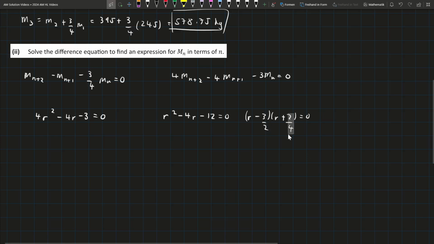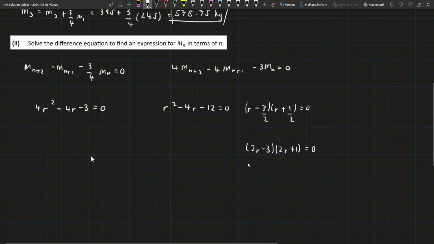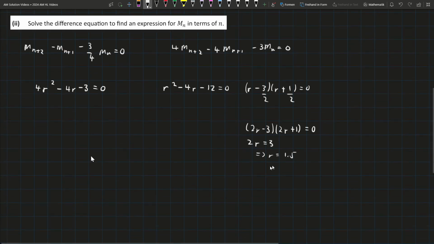And then 2/4 becomes 1 over 2. And then if there's still a fraction, we just bring that up to the front. So what we get is (2r minus 3) times (2r plus 1) equals 0. If you multiply that out, you'll see it's the exact same as this. Then we just set each bracket equal to 0. 2r equals 3 would mean that r equals 3 over 2, or 1.5, I'll write just for ease. And then if 2r is equal to minus 1, that means that r is equal to minus 0.5.